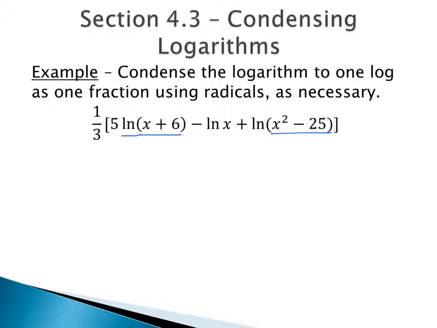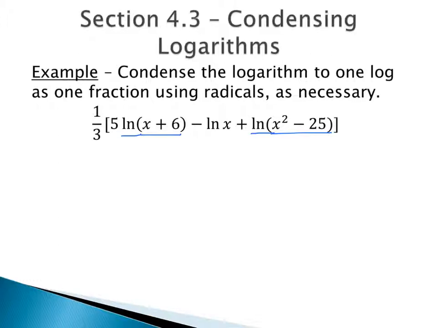Now it's important to understand that the x plus 6 is attached to that natural log. So we're taking the natural log of x plus 6. That x plus 6 is just going to stay there. Same thing with the x squared minus 25. It is within the natural log since we're taking the natural log of x squared minus 25, so those are going to stay. So when I talk about working inside parentheses or brackets, we're looking at having multiple logs within a set of parentheses or brackets, which we have right now. We have 3 logs within 1 braces.